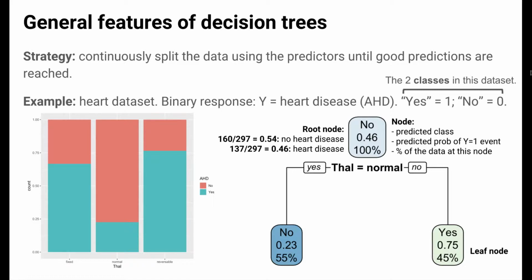So 55% of the cases move to the left on the tree, and among these cases who have a normal stress test result, only 23% have heart disease. 45% of the cases move right on the tree, and of these cases with a non-normal test result, 75% have heart disease.